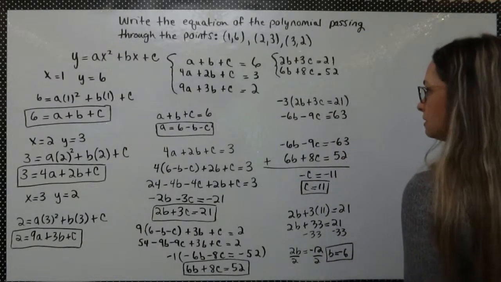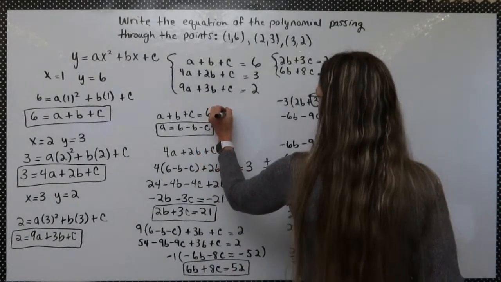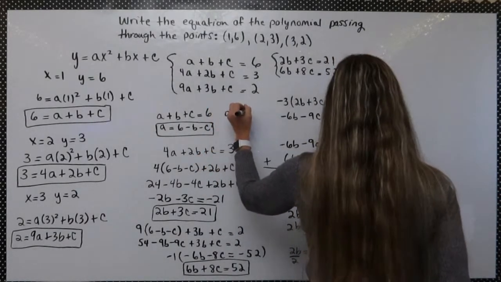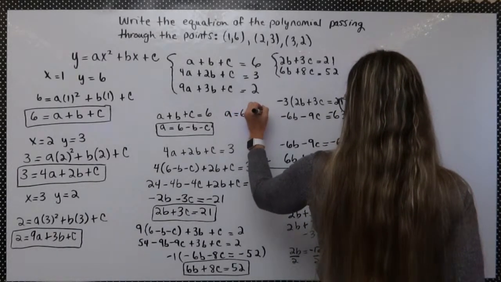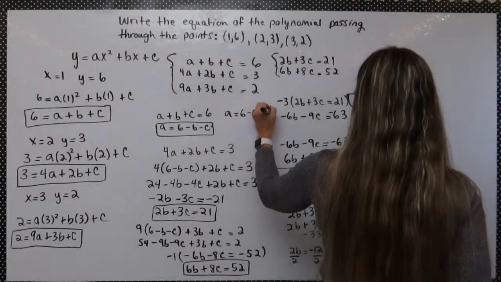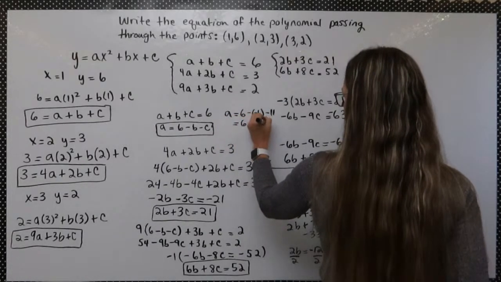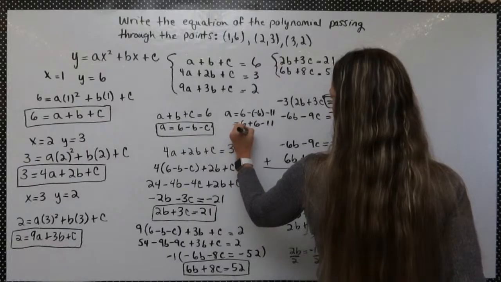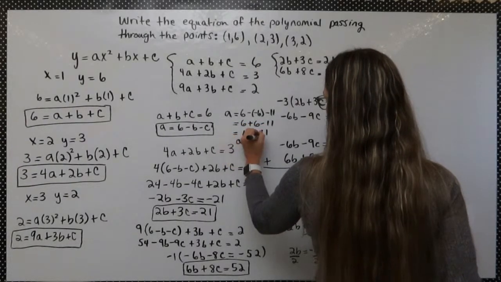C is 11, so we can just use this one right here for A. So A equals 6 minus B, which is negative 6, minus C, which is 11. Positive 11. 6 plus 6 minus 11, that's 12 minus 11 equals 1. So A must be 1.